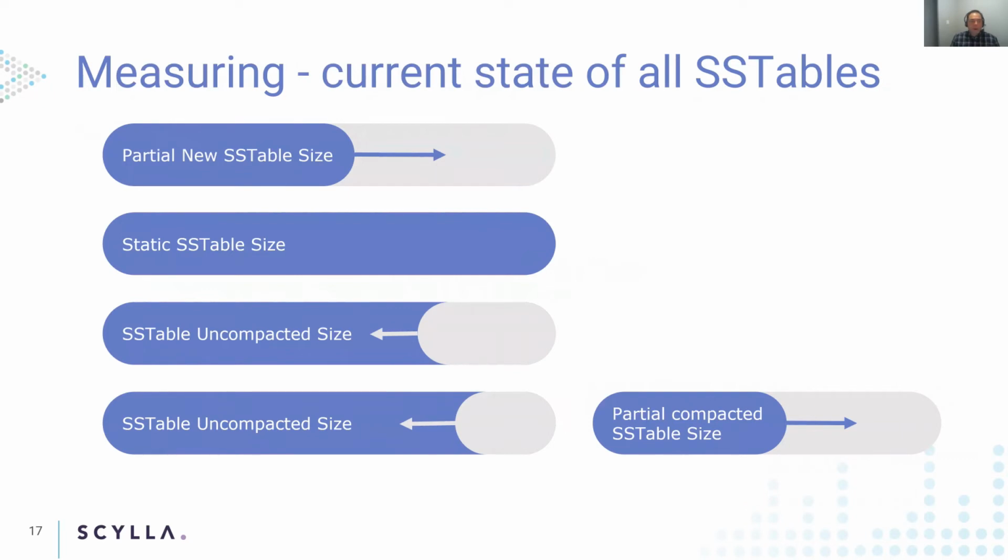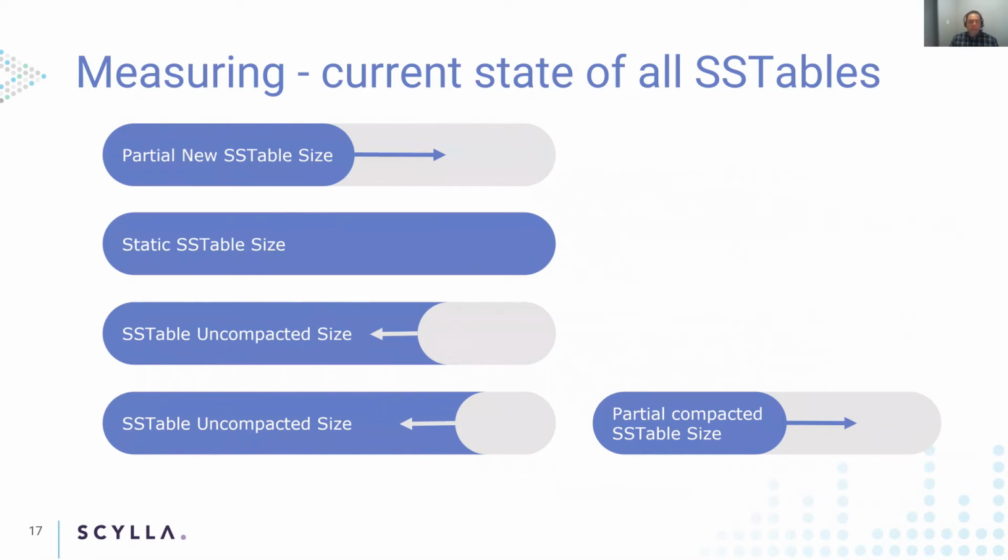So the first component of this is measuring. And to measure, we had to change Scylla, so we know at all times what is the state of every SSTable. And the SSTables can be in essentially a couple of states. The first one is the SSTable could be a partial SSTable undergoing a write.